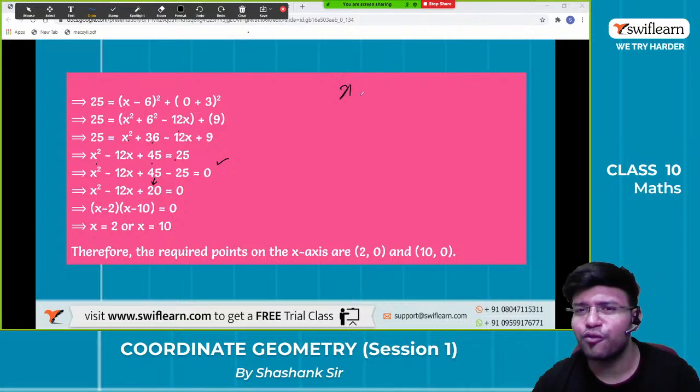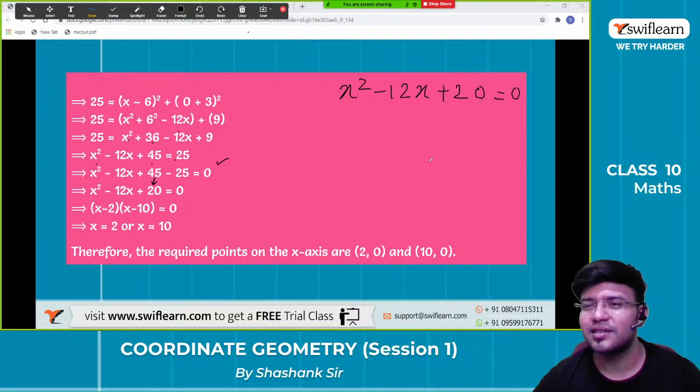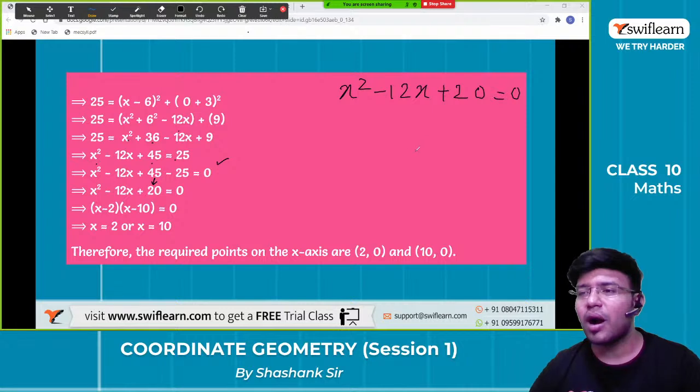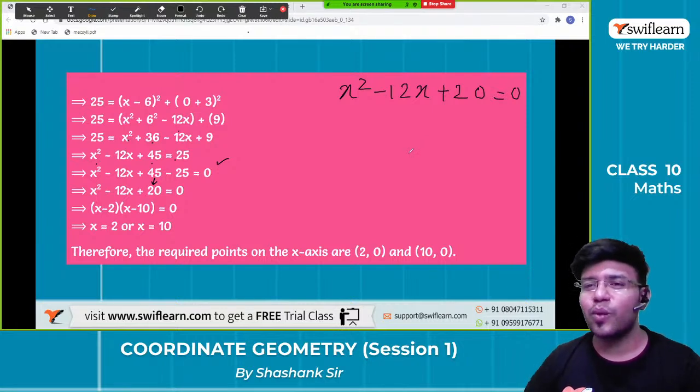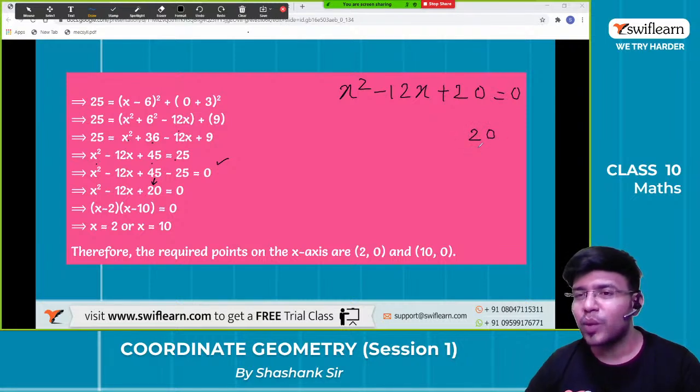Now what do we have? We have this equation, x square minus 12x plus 20 is equal to 0. What type of equation is this? This is a quadratic equation. Now how to simplify the quadratic equation? What do we need to do? We need to split 20 into two numbers such that the product is 20 and the sum is minus 12. So let us first factorize 20.